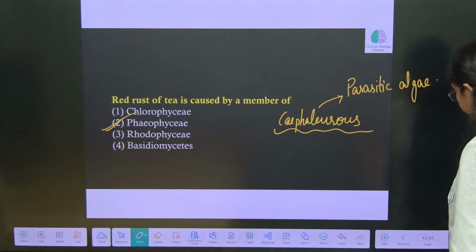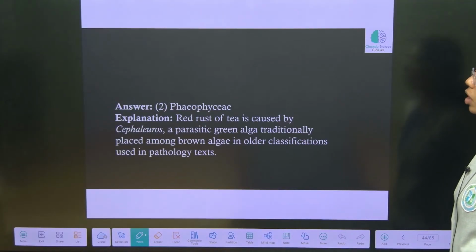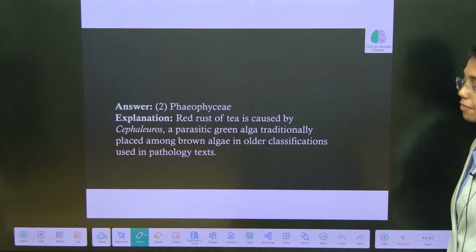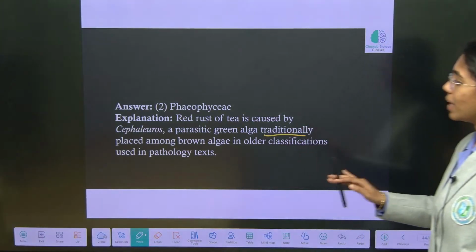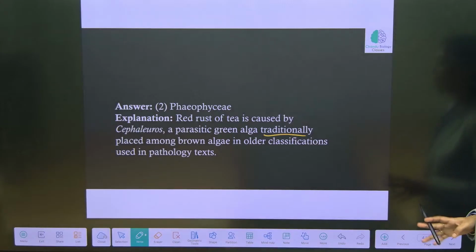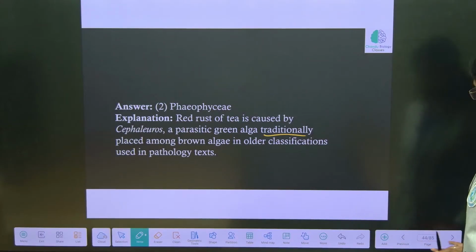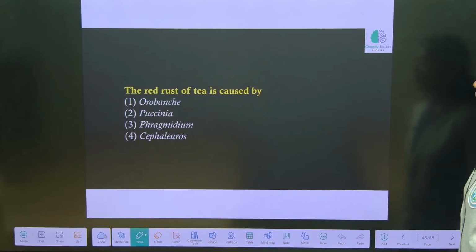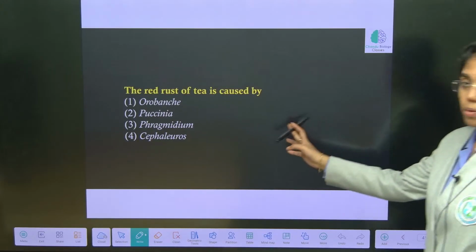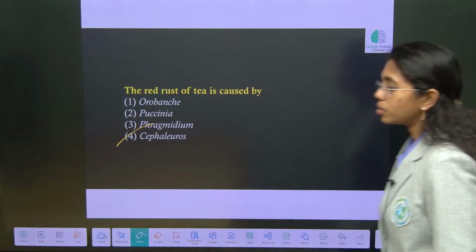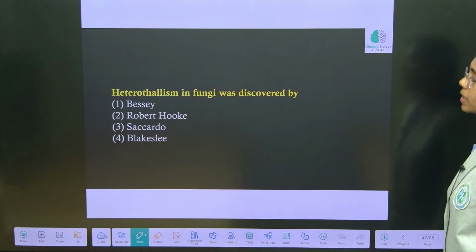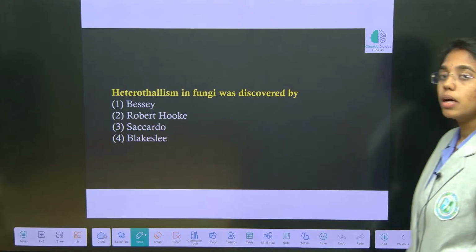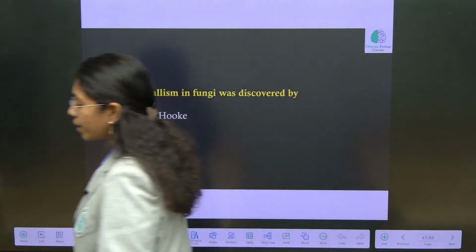Fine. Phaeophyceae, this causes red rust of tea, is caused by Cephaleuros, a parasitic green algae traditionally placed among the brown algae in older classifications. This is used in pathology texts as well. See the same question, red rust is caused by Cephaleuros. Yeah. Heterothallism in fungi was discovered by. Recently we have learnt it.